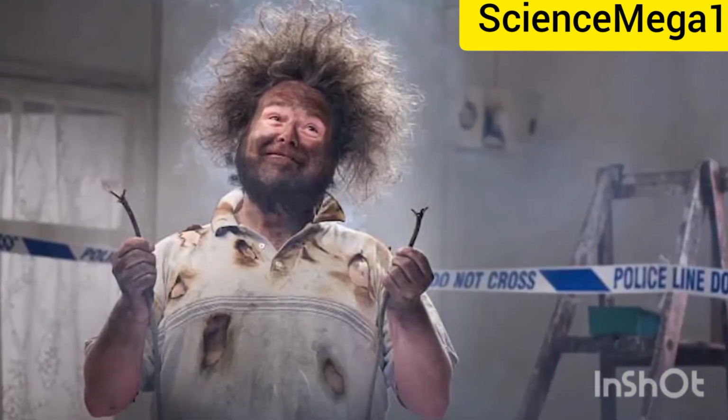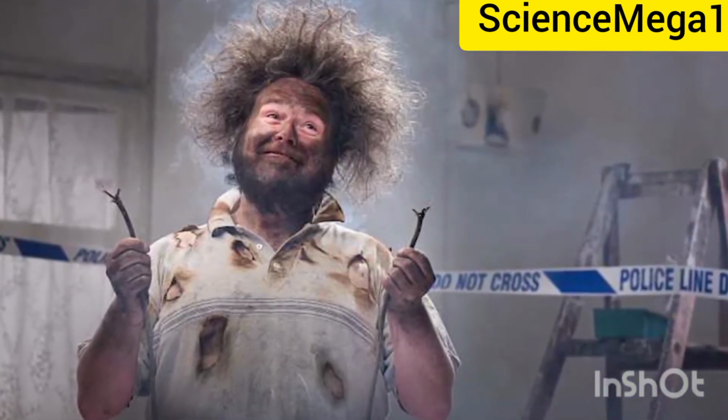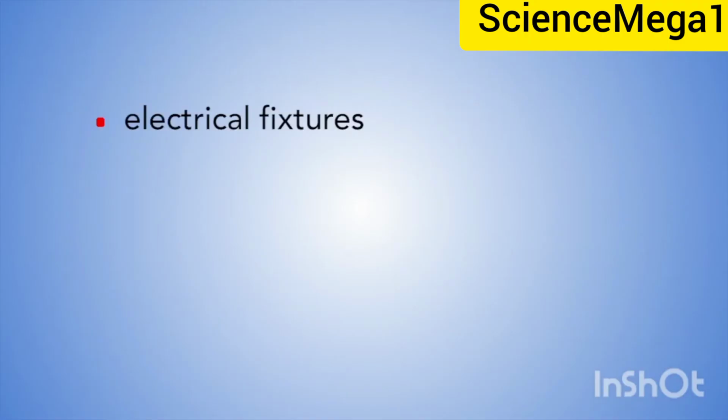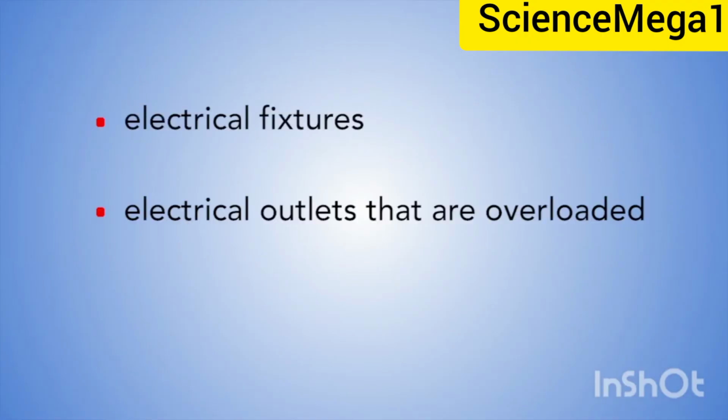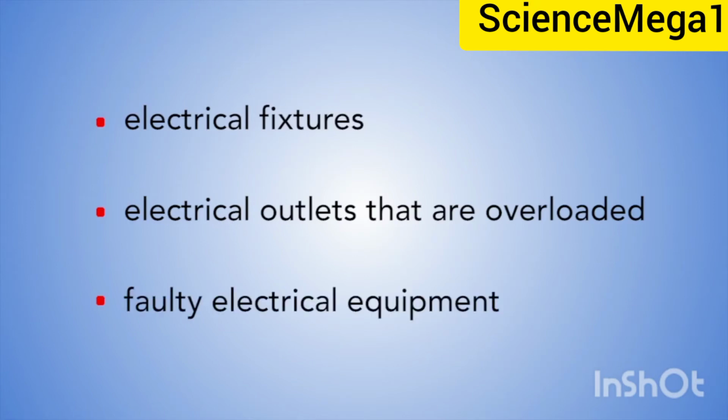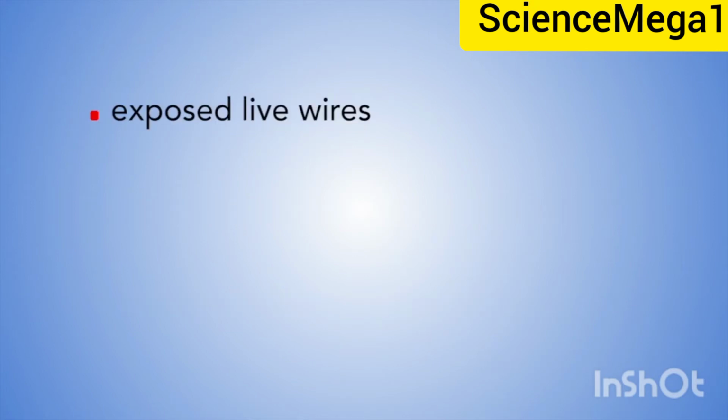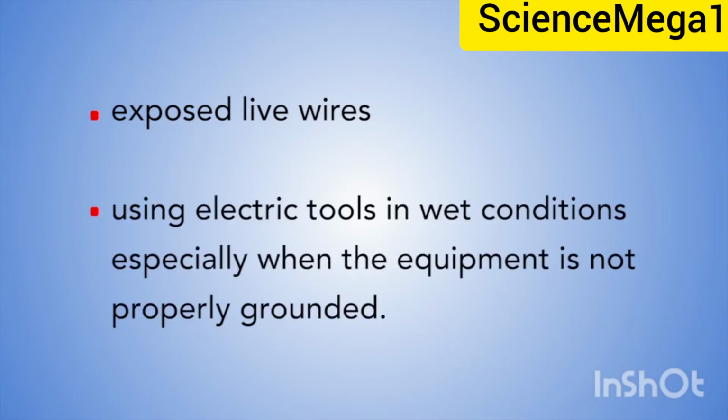The first being electrical hazards. Electrical injuries are usually caused by the passage of electric current through the human body. It usually occurs around electrical fixtures, electrical outlets that are overloaded, faulty electrical equipment, exposed wires, using electric tools in wet conditions, especially when the equipment is not properly grounded.